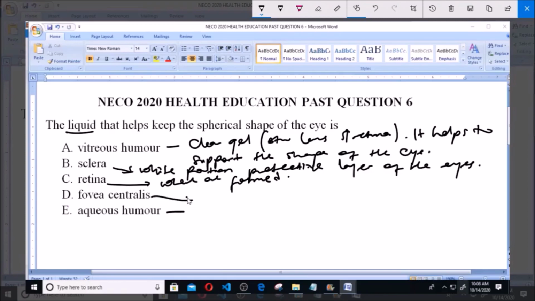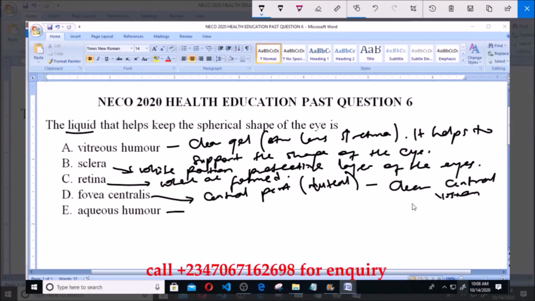Then the fovea centralis is a central part located in the macula lutea. This fovea centralis helps to form a clear central vision, which is required for reading, driving, and so on.